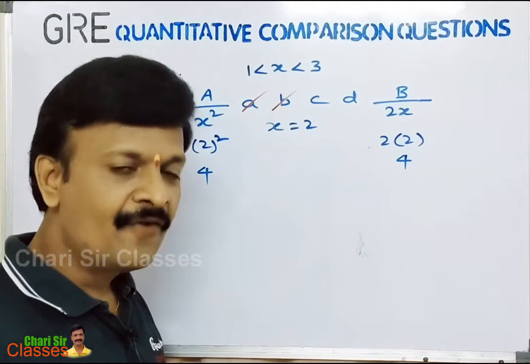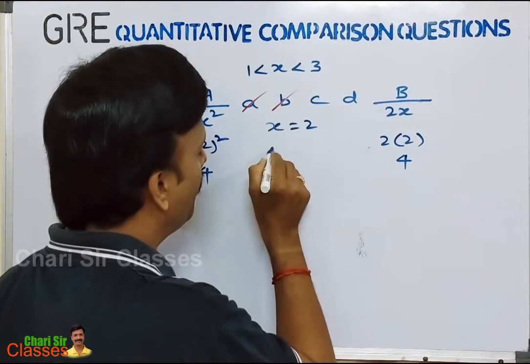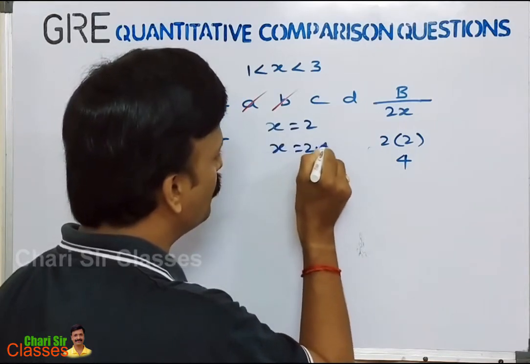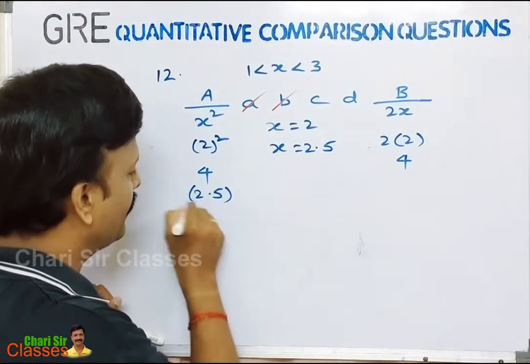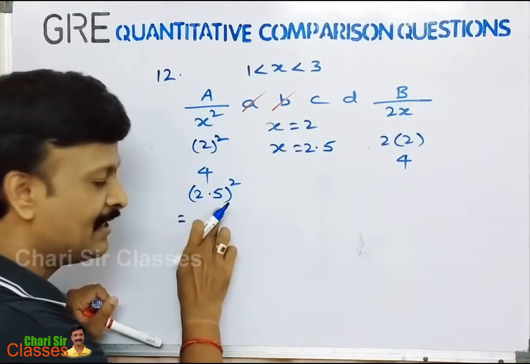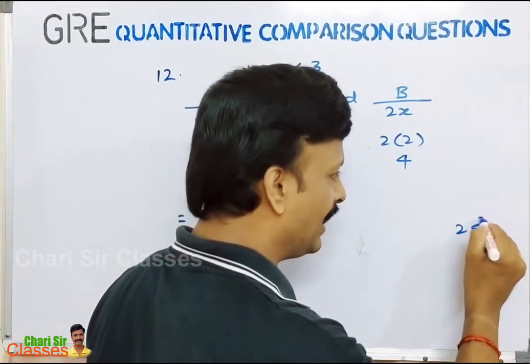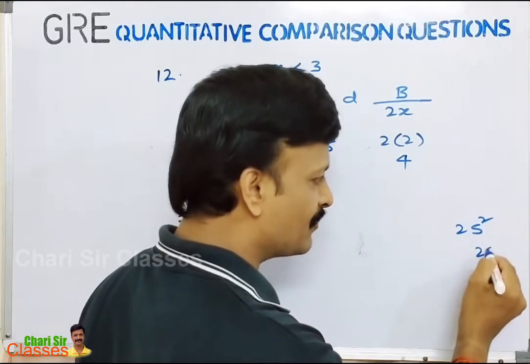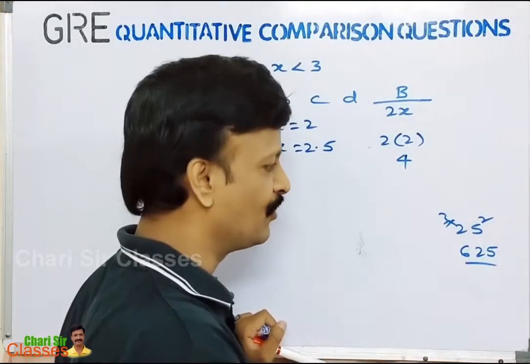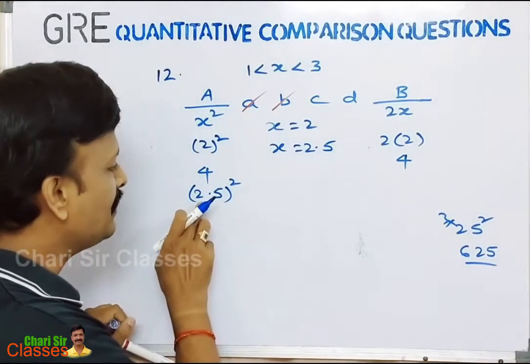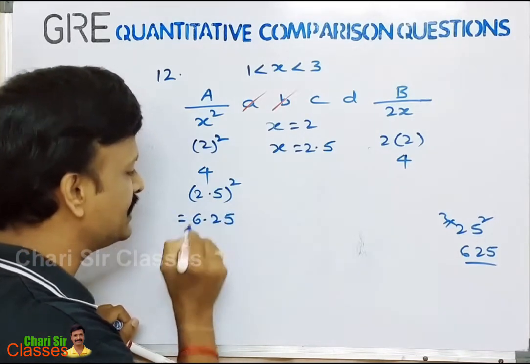Now let's try one more number. One more number that is near to 3 we will take, that is x is equal to 2.5. Here 2.5 whole square. Any number ending with 5, I have already given the technique. Suppose 25: 5 square is 25, 2 next number is 3, 2 times 3 is 6, so 625. Already this video is there, you can go through that. See, 625, that is nothing but 2.5 whole square, that is 6.25.